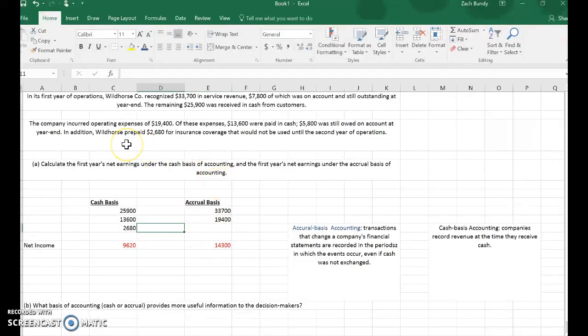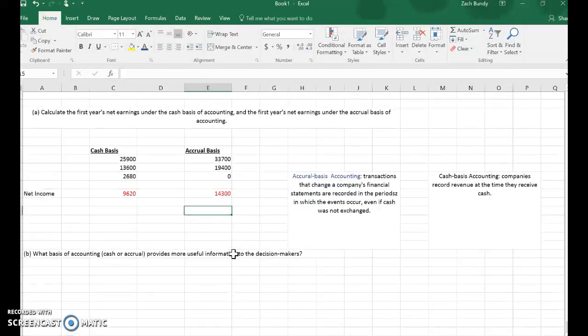Following that, Wild Horse prepaid $2,680 for their insurance coverage that won't be used until the second year. Because the insurance is not used last year at all, we're not going to include it. So we're going to count that as 0. So the net income according to the accrual basis is $14,300.